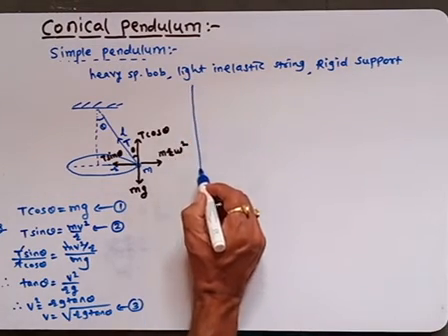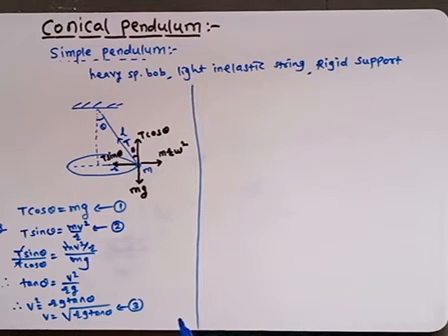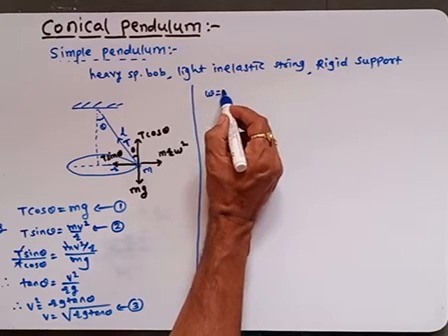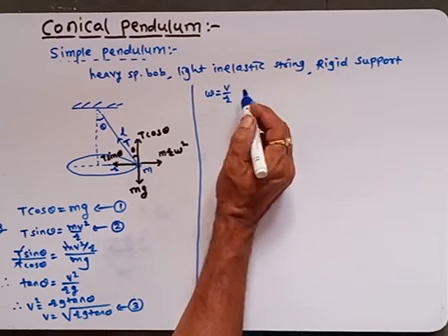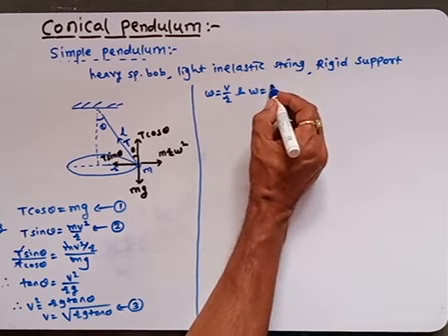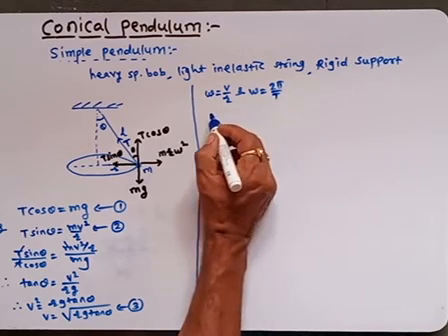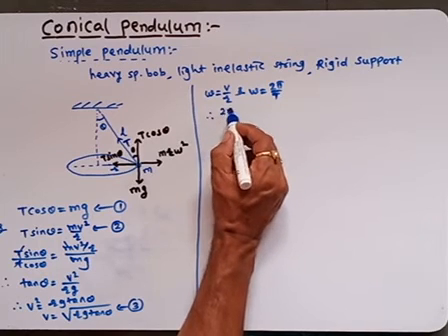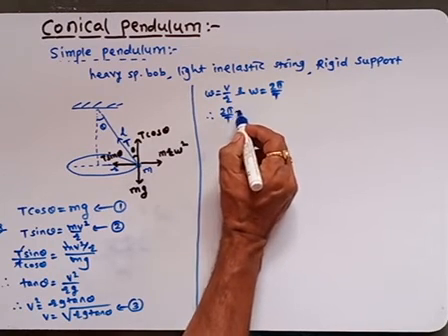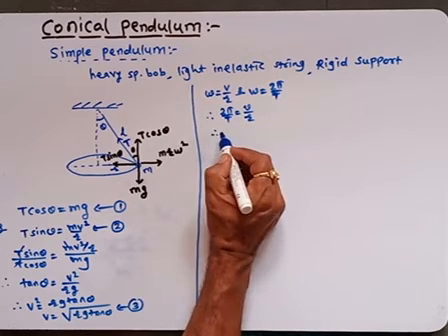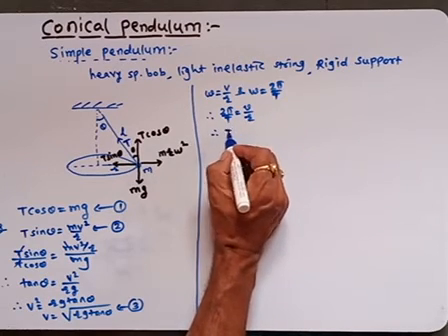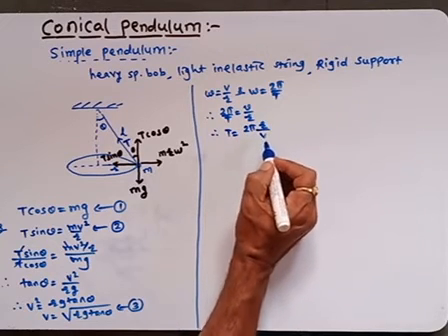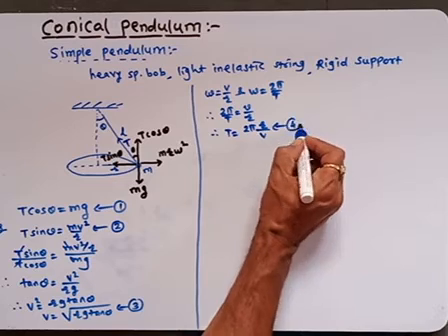Now we know that omega is equal to v upon r, and omega is also equal to 2 pi upon T, and therefore if we equate these two, we get 2 pi upon capital T is equal to v upon r, and therefore T is equal to 2 pi r upon v. Suppose this is equation number 4.